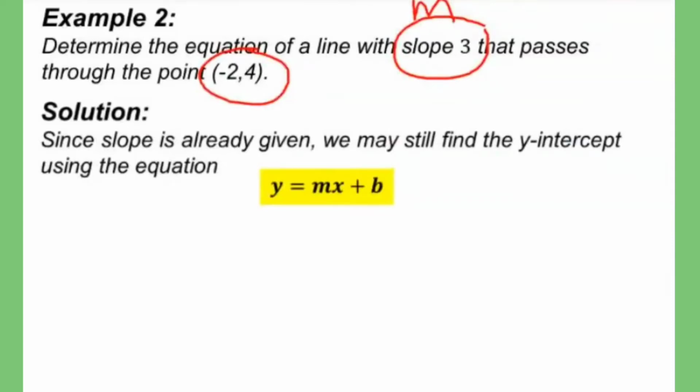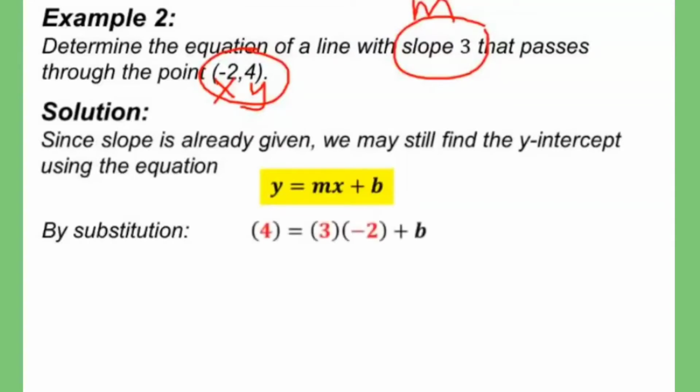In this case, -2 is our x, and +4 is our y. By substitution, y becomes 4, m will become 3, and x will become negative 2. Then we just copy plus b. Simplifying the equation, we have 4 is equal to positive 3 times negative 2 is negative 6. Then we still copy plus b.